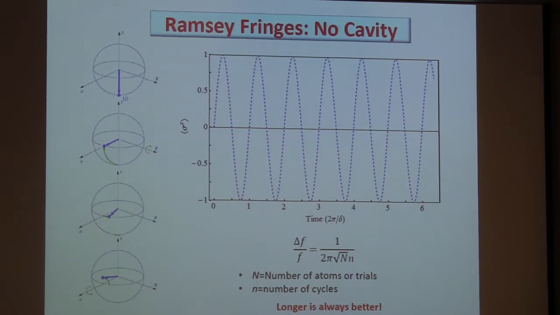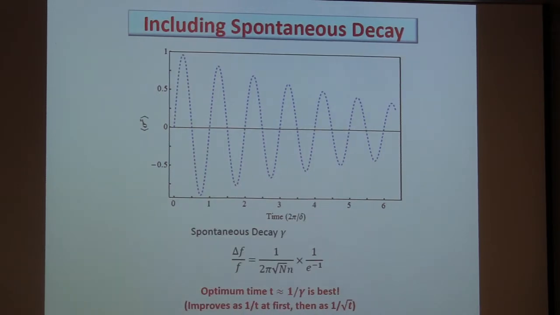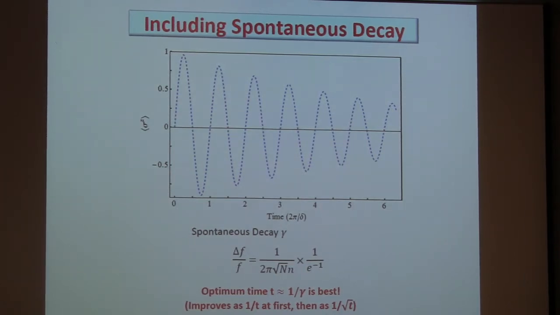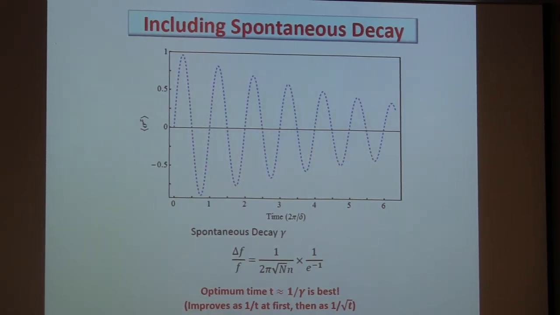Okay, so why don't you just go forever? And the answer is you can't, because of dissipation and decoherence. If we add spontaneous emission into my atom, maybe while it's going around the equator, it's got some likelihood of being in an excited state, and maybe it spits out a photon. So real Ramsey fringes are going to look like this, with an envelope which decays exponentially, based on the decoherence rate.